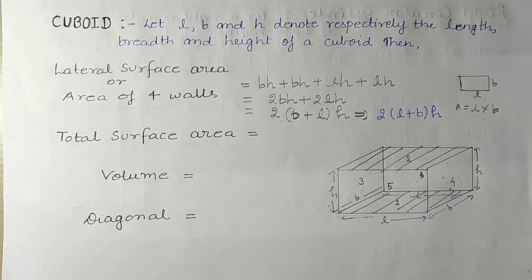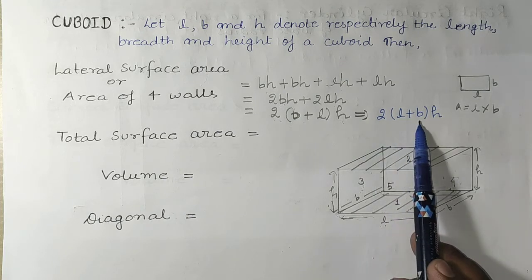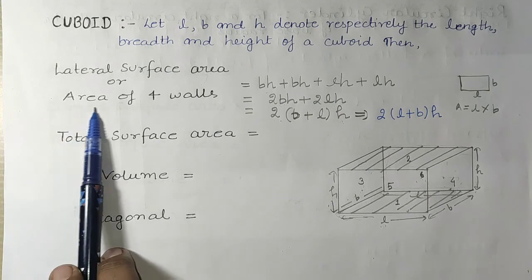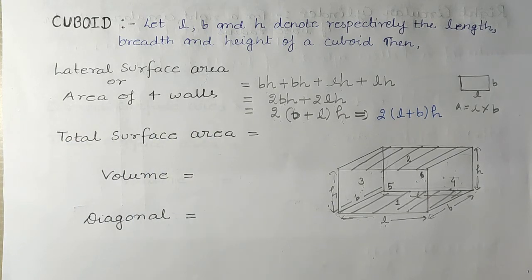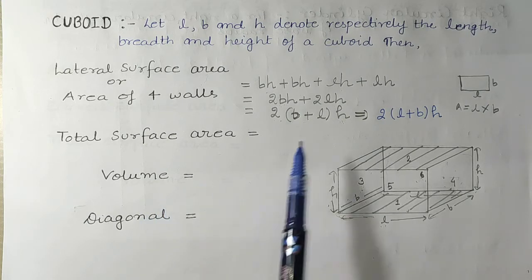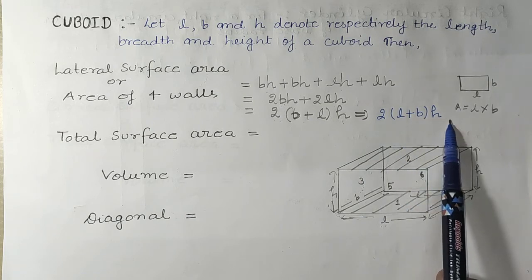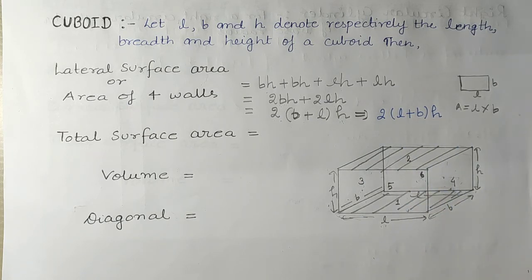So if someone asks you what is the lateral surface area of cuboid, you can give your answer that 2 into length plus breadth into height. Or if someone asks you what is the area of 4 walls, area of 4 walls and lateral surface areas are the same. So you can give your answer that yes, 2 into L plus B into H. This is the formula of area of 4 walls or lateral surface area. So in this way, students, you can give your answer.